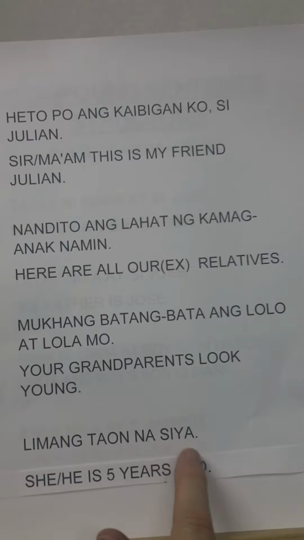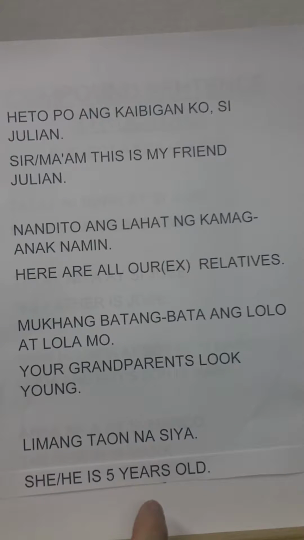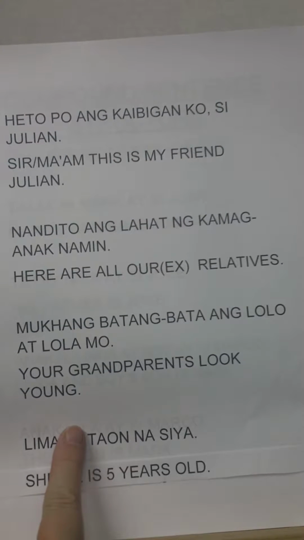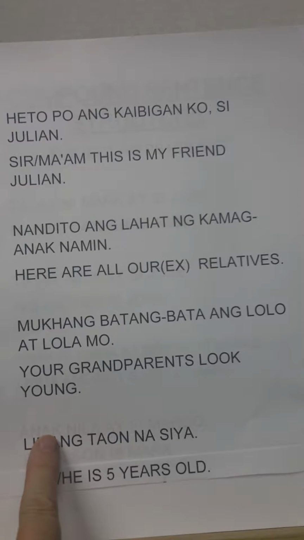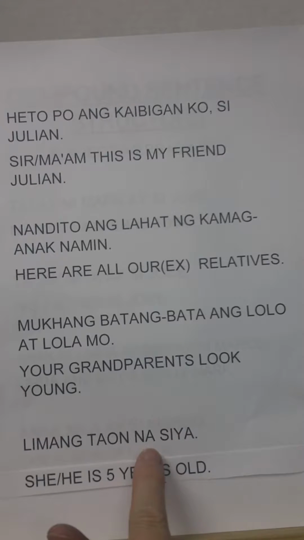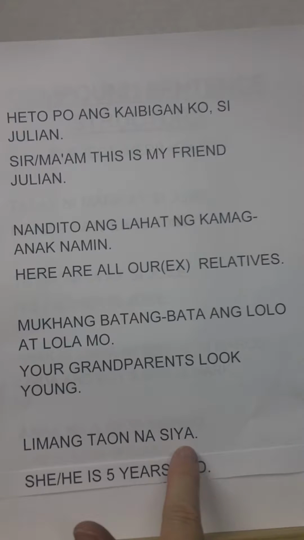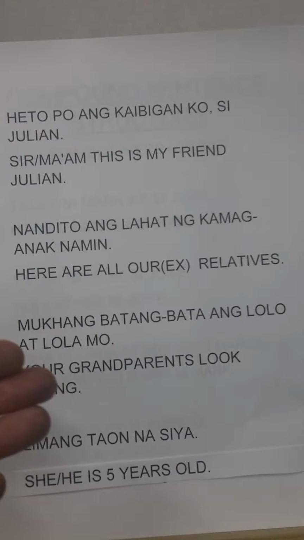Limang taon na siya. She or he is 5 years old. Limang, remember lima is 5. When you put that connective in there, that's the verb. Limang taon na siya. 5 is years already, she or he. So she or he is 5 years old. Limang taon na siya.